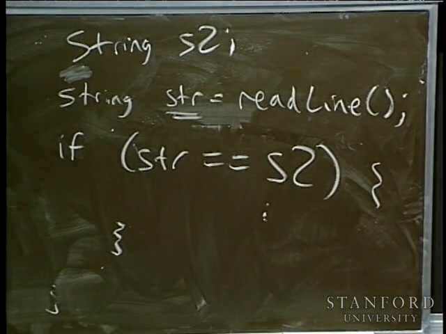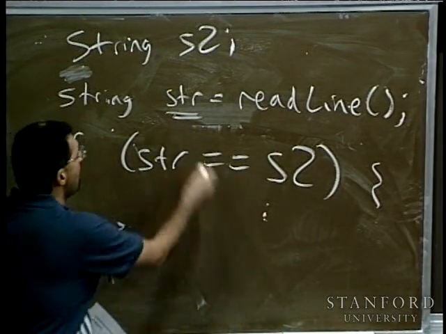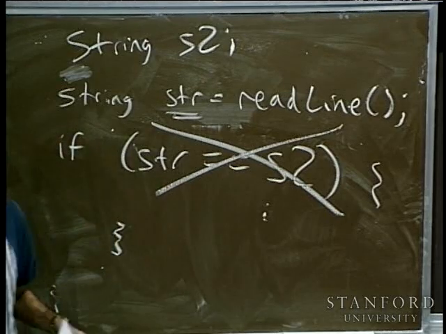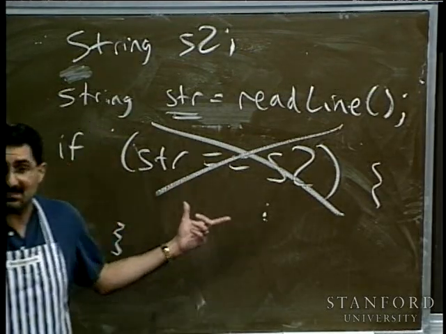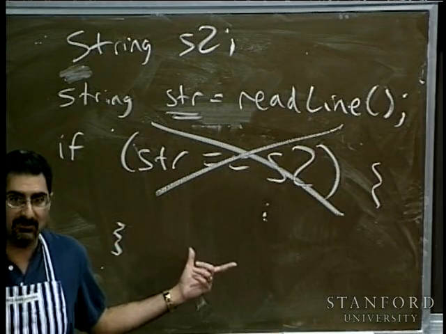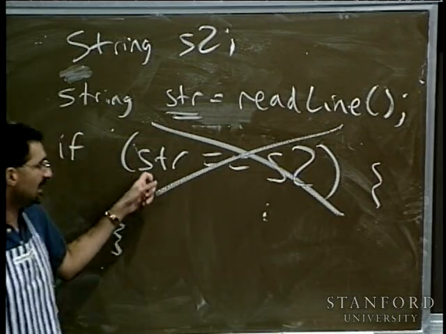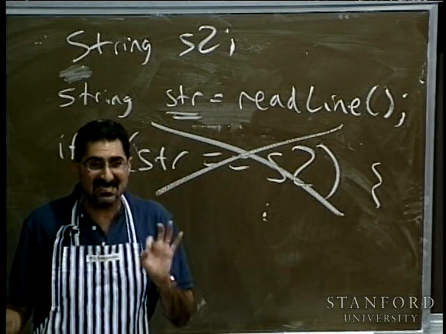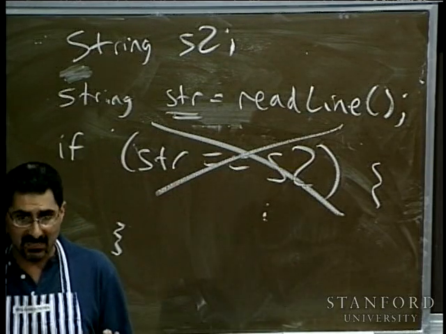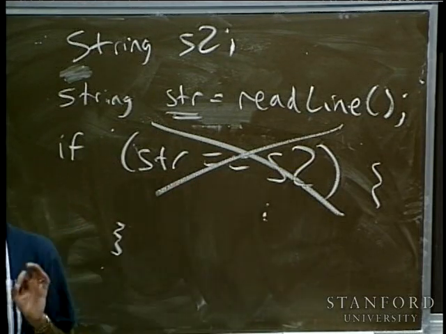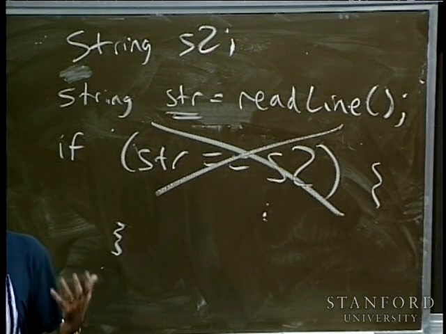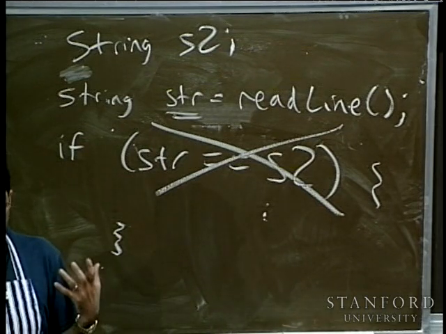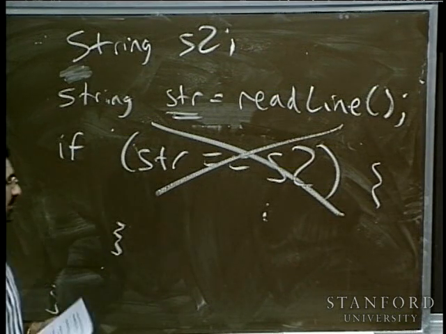Turns out this looks like a perfectly reasonable thing to say. Bad times. This is not how we check for equality with strings. It's actually valid syntax. You will not get a compiler error when you do this. What this is actually doing is saying, are str and s2 the same object? Not do they contain the same characters, but are they the same actual object? Most of the time when you're comparing two strings, they're not the same actual object. They are two different objects that may contain the same characters.